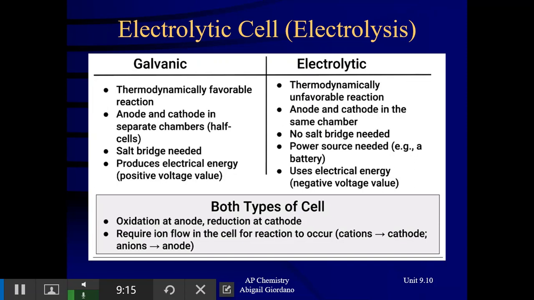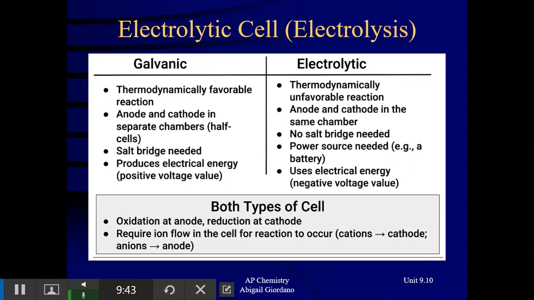An electrolytic cell needs a power source, like a battery, or to be plugged into the wall. Okay, and a galvanic cell does not. And mathematically, a galvanic cell is going to result in positive cell potentials, positive voltages, whereas electrolytic cells are going to result in negative cell potentials.